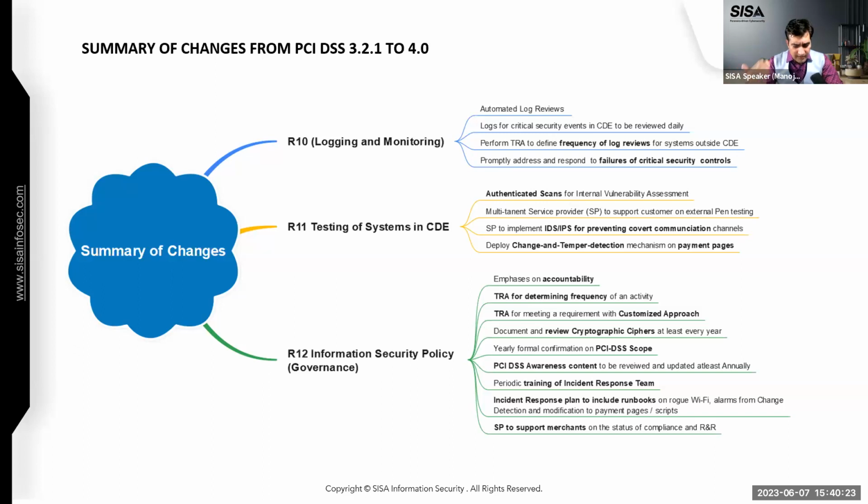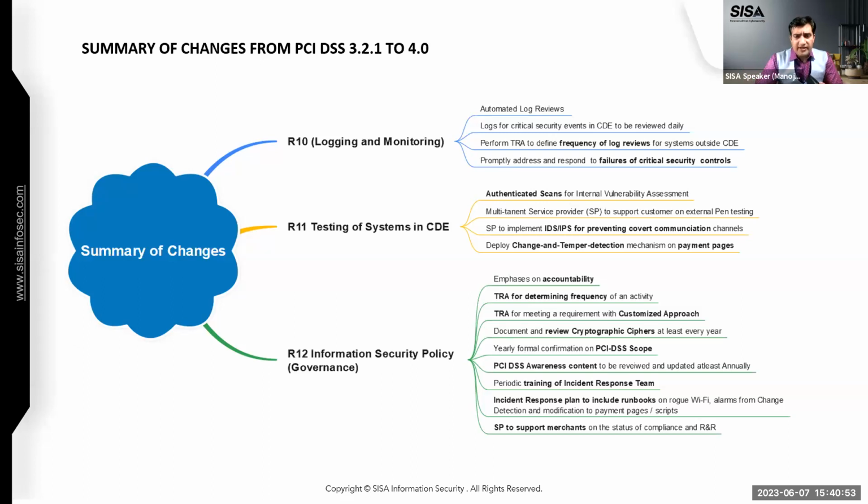And in many cases, if a security control fails, let's say your firewall is down or your IPS is down, that is where those critical control failures have to be addressed immediately as per the requirement. You need to trigger the incident response plan and all of that. You need to take it on priority and remediate it. So those are the major changes for requirement number 10.